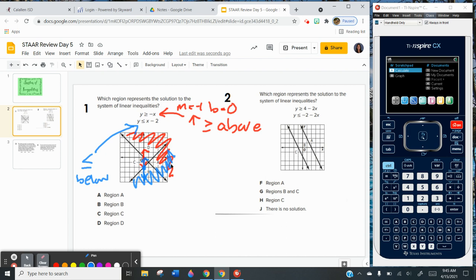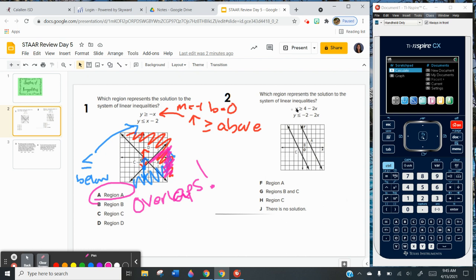Knowing that we have these two sides that are shaded, we want to find what's called the overlapping region. So your solution is whatever overlaps. Looking at my graph, which region, A, B, C, or D, had a double shaded region? That would be this one, which is region A. So our solution would be A.